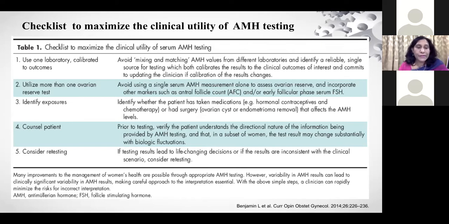Many improvements to the management of women's health are possible through appropriate AMH testing. However, variability in AMH results can lead to clinically significant variability in interpretation. A careful approach to the interpretation is essential. And with the above simple steps, a clinician can rapidly minimize the risk of incorrect interpretation.